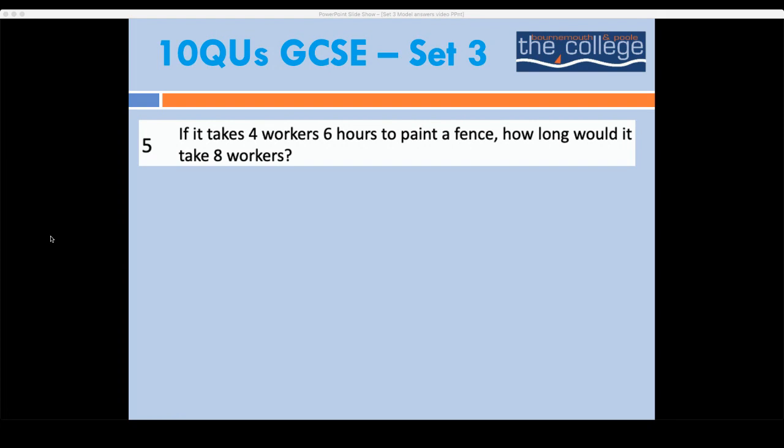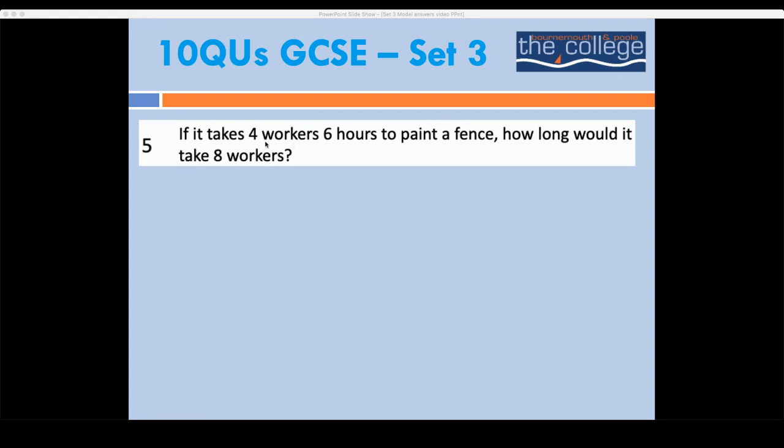Okay, now this question is a bit of a common sense question. Think about if you had less workers doing a job, it would take them longer to paint this fence in this case. If you had more workers doing the job, it should take them less time in total to paint this fence. We are making an assumption here, otherwise we just couldn't calculate it.